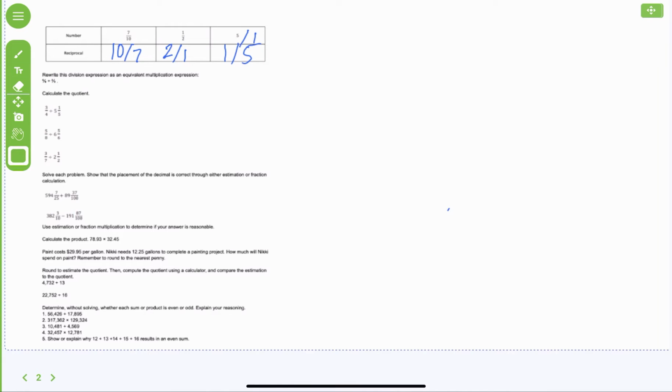Now it says, rewrite the division expression as an equivalent multiplication expression. Same thing.